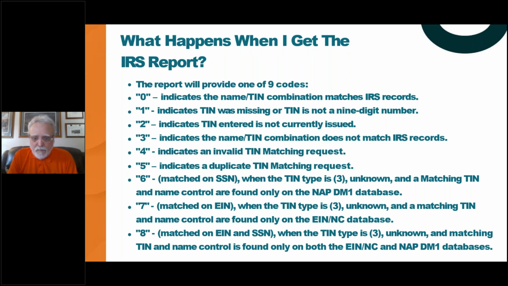So once you file the report, you'll get back a code for each of those individuals that you send. I'm not going to go through all of these, but essentially you want a 0. It indicates that the TIN and name combination match. If you get a 1, or a 2, or a 3, or a 4, or a 5, you're going to have to do some work. That means that the TIN is incorrect, doesn't match, it's missing, or it's in the wrong format. So you'll have to correct that.